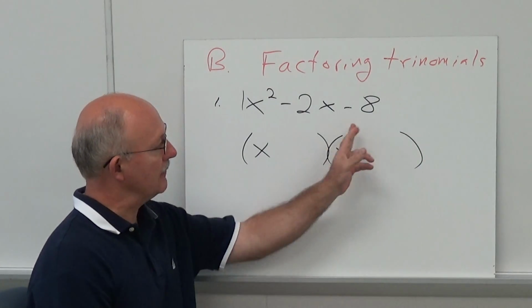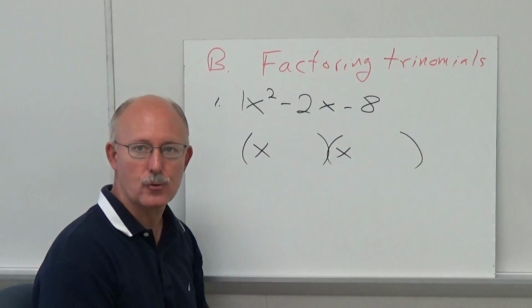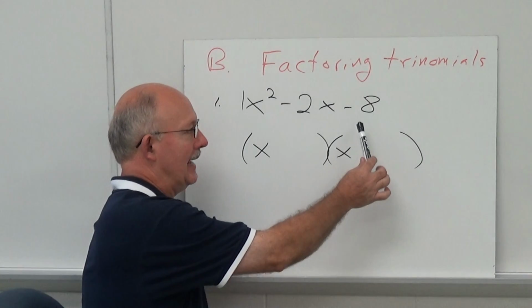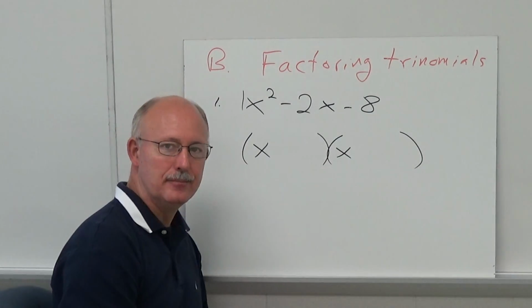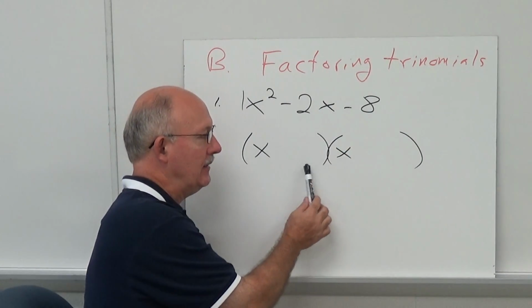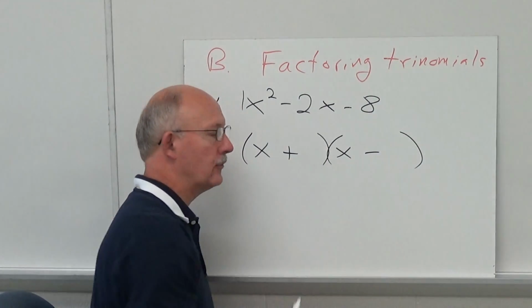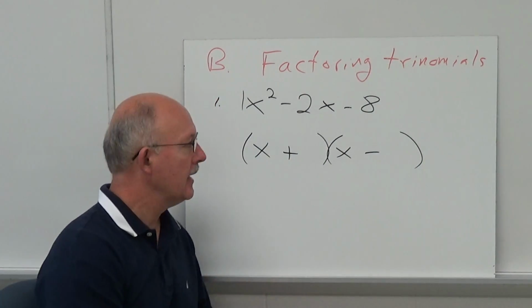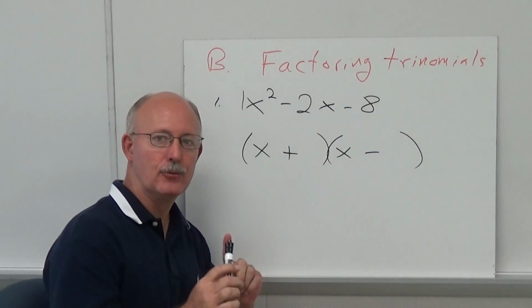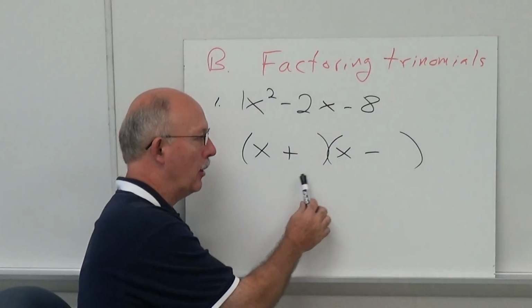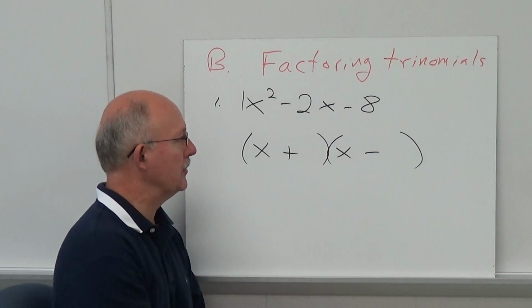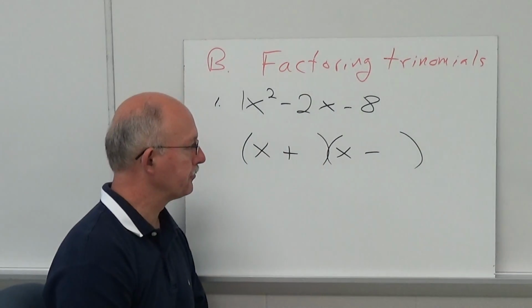To get the signs, you have to look at the third term on your trinomial, the last term. The last term on our trinomial is a -8. A minus indicates that the signs have to be different, so one plus, one minus. Let's go and put our signs in right now. If this had been a +8, the signs would have to be the same, either both plus or both minus, and then the middle term would tell us which.